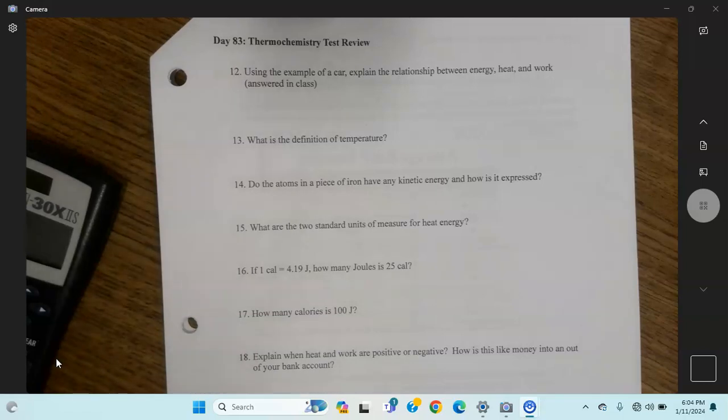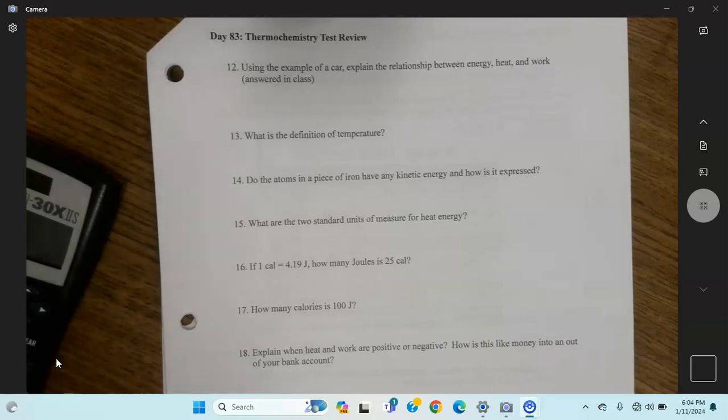Okay. Do the atoms in a piece of iron have any kinetic energy? Yes, they wiggle. Nothing in the universe is standing still, so they wiggle back and forth, and they do have kinetic energy. Any kind of movement is kinetic energy. 15, what are the two standard units of measure for heat? It's joules, abbreviated J, and calories, abbreviated CAL.